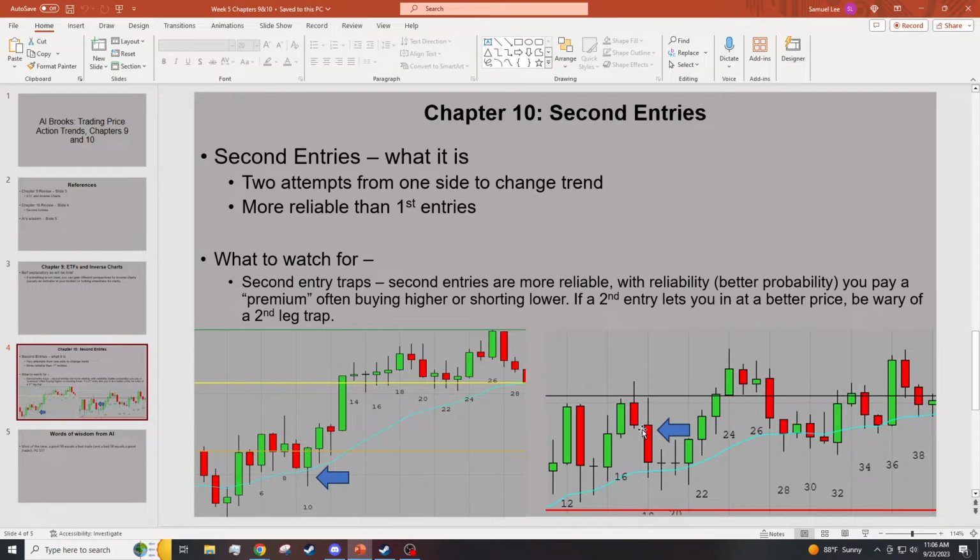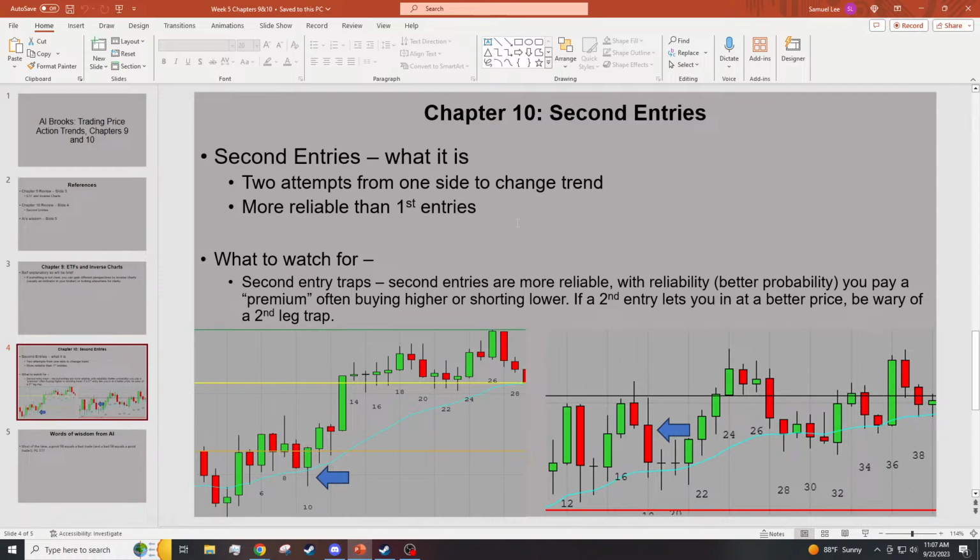And why is that a trap? Well, it's a trap because a second entry should give you better probability. And you've waited long enough to get to the second entry for more information, okay? So that price should be worse than the first sellers or the first buyers. If it's not, then it's probably going to be a second leg trap, and in this case we'll just end up going higher.